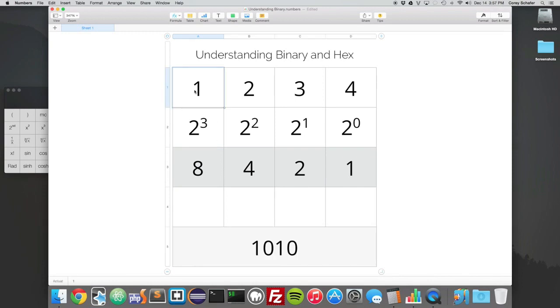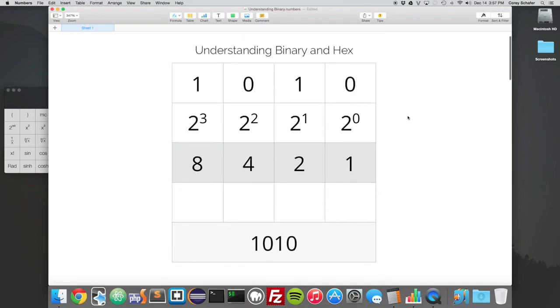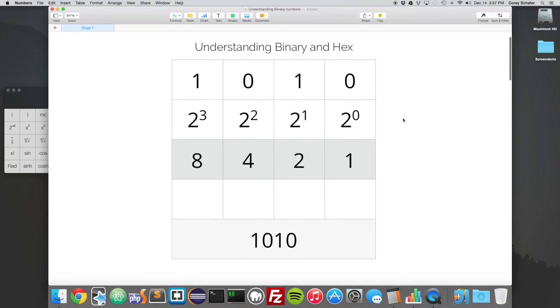Let's do 1, 0, 1, 0, and then let me fill in these spots here. Now we just calculate this the exact same way that we calculated a base 10 number. 1 times 2 to the third, which is 8.